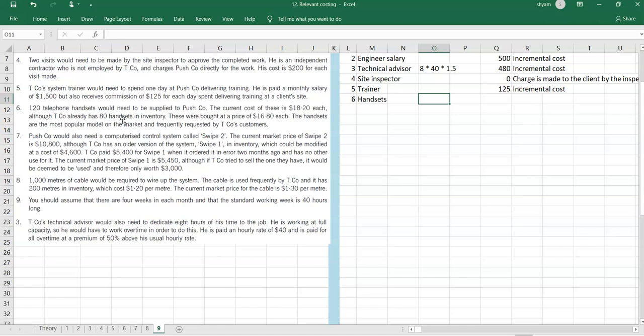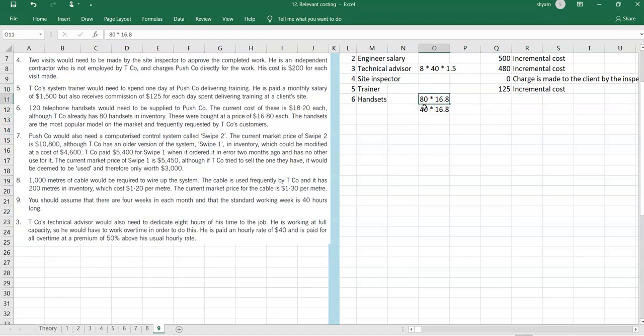Although the company already has 80 in its inventory, that's great. These were bought at a price of 16.8. This is useless. We don't want historical or book value. The handsets are the most popular model on the market and frequently requested by TCO's customers. That means it's a frequently or repeatedly moving item. So the 120 units have to be split into 2 parts here. One is 80 into 16.8, which we can take from the warehouse. The balance 40 we have to freshly purchase.